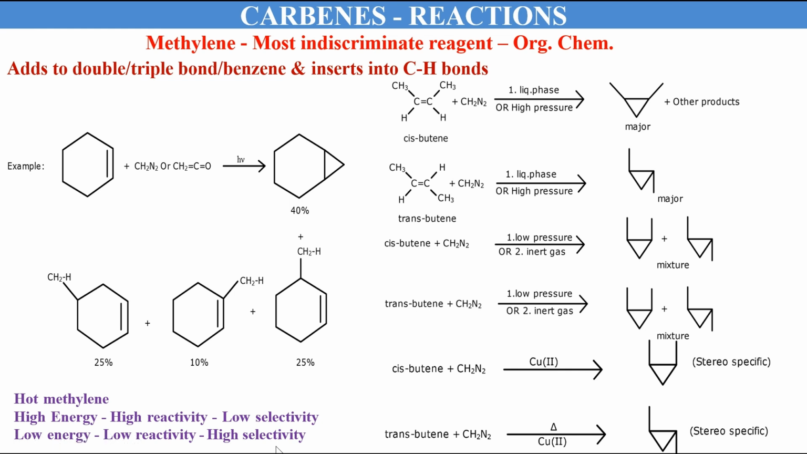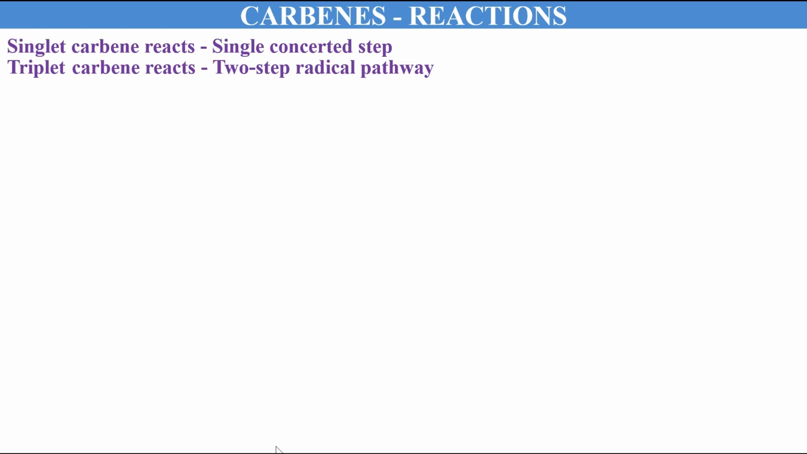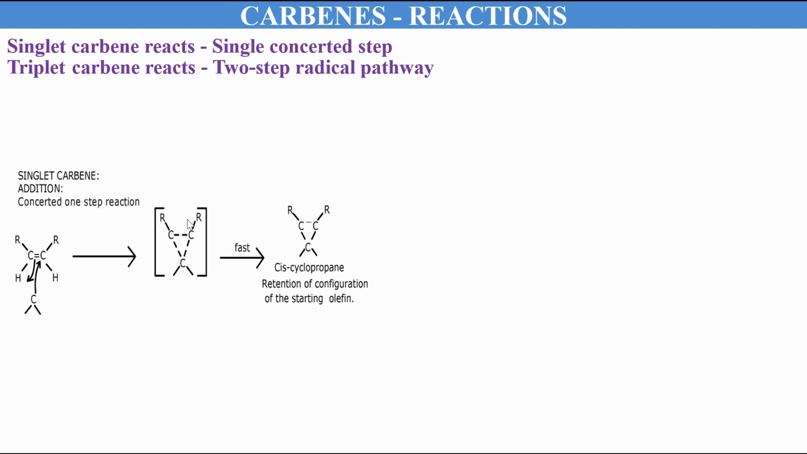Let us look into further things. If the carbene is in singlet state, the reaction occurs in a single concerted step, like an SN2 mechanism. If the carbene is in triplet state, then the reaction occurs in two steps. It is a radical pathway, we call it. Let us look into it.